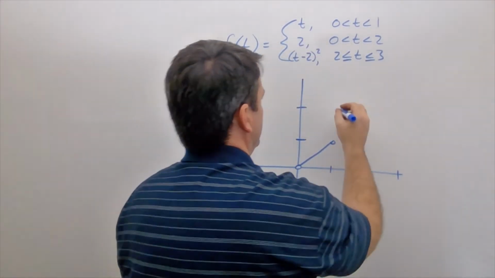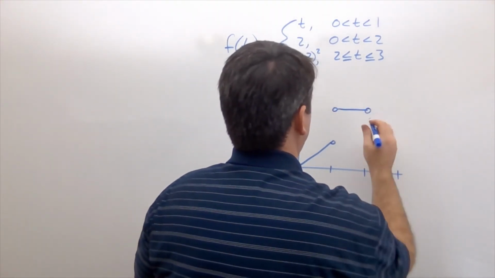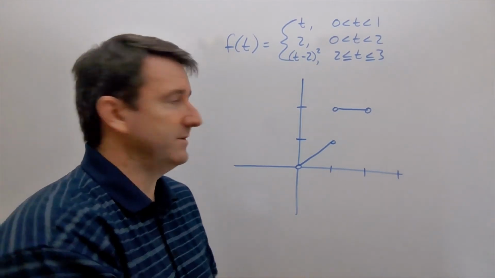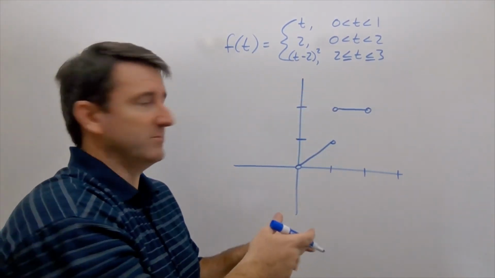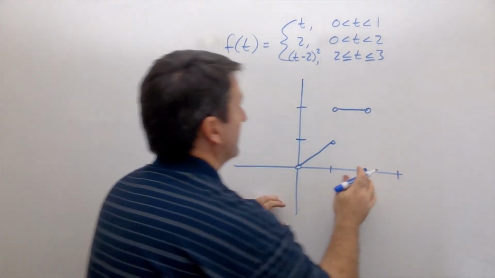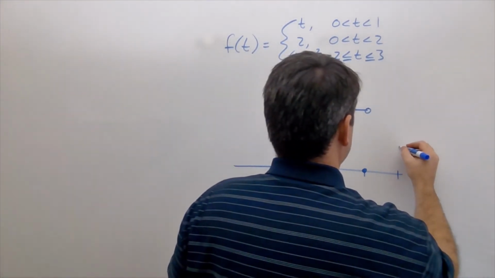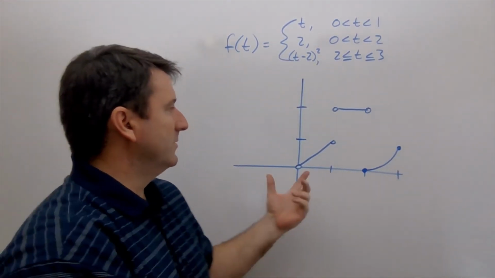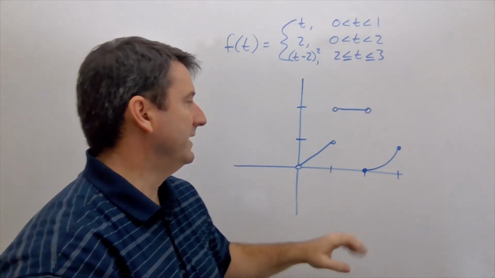Next, we just have a horizontal line from t equals 1 to t equals 2, a horizontal line at f of t equals 2. And then for this third one, this is a parabola, just a t squared parabola, shifted over 2. So we're going to start here, and this is going to be a closed circle because we're including the endpoints on this last one. And it's going to end up here at 3, and it's going to curve up in a parabolic shape like that. So we can see that between 0 and 1, between 1 and 2, between 2 and 3, these are continuous functions.